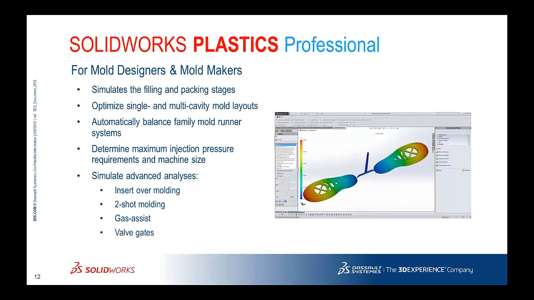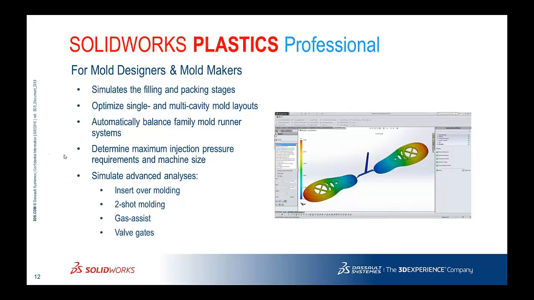Plastics Professional is the second level, the advanced level from Plastics Standard, and it's for both mold designers and mold makers, but also from the production point of view. It's very important for the companies that are producing plastic parts. Why? Because in this case, you also have the ability to check the packing phase, so you can optimize the total time of the injection, not only the filling, but also the packing phase, which most of the time is longer than the filling.